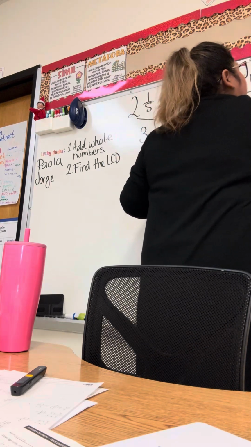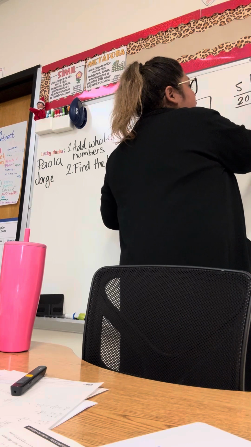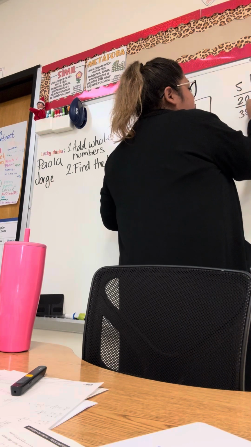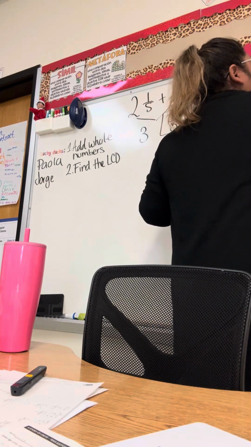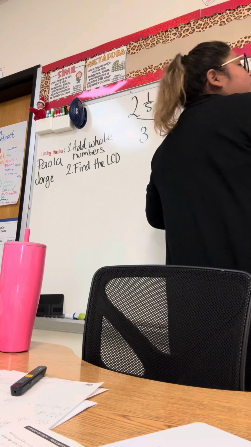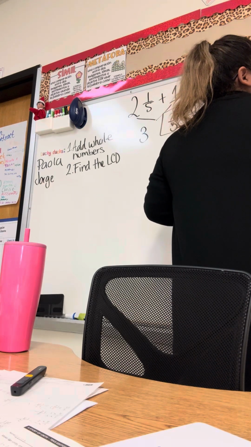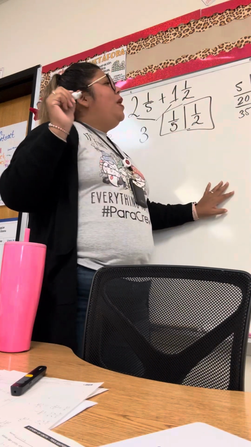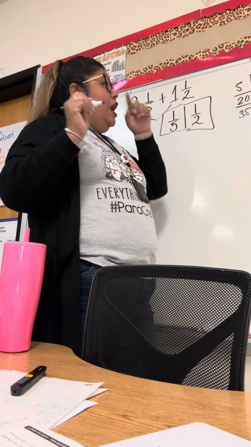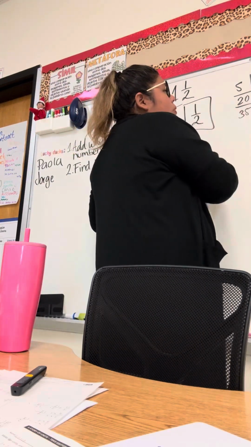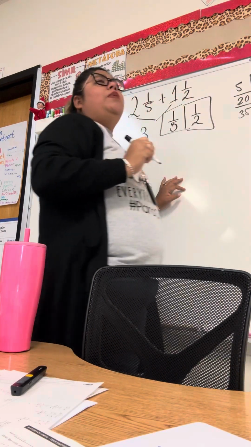5, 2. We should all know these ones. These are very easy. 5, 10, 15, 20, 25, 30, 35, 40, 45. And 2 is 2, 4, 6, 8, 10, 12, 14, 16, 18. Okay. Now to find my least common denominator, I'm going to look at the numbers that are similar. I know from what I'm looking at, I have 10. So 10 is my least common denominator.